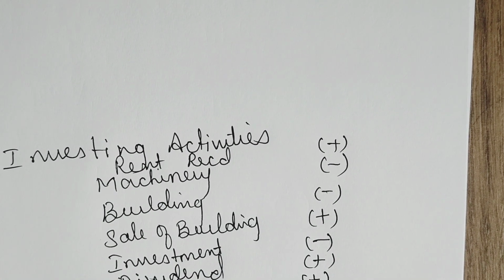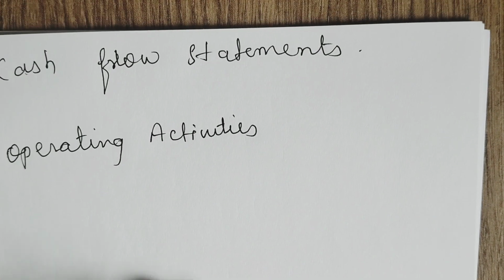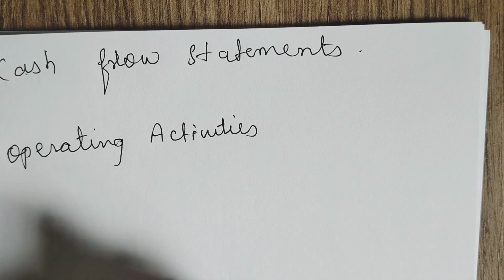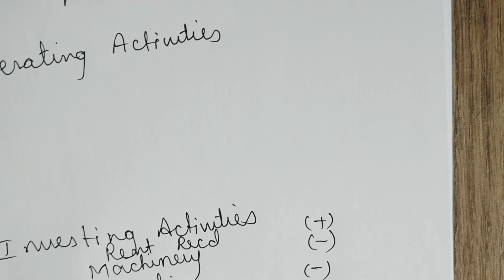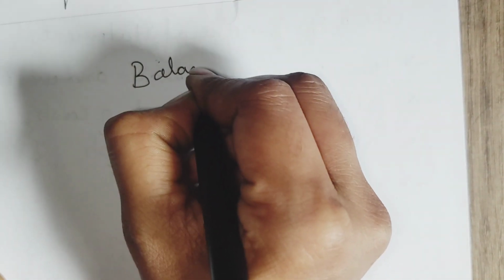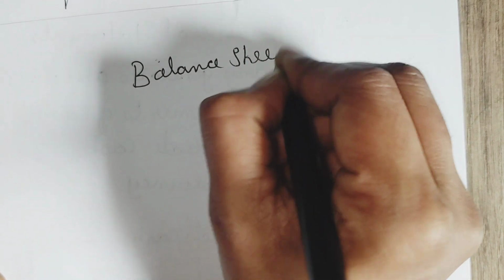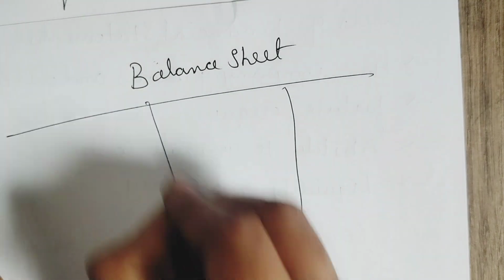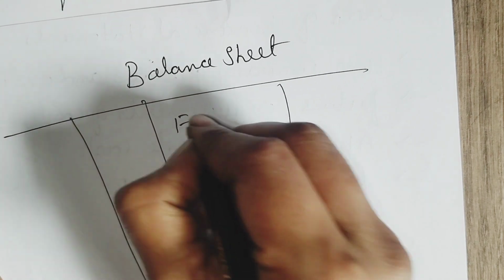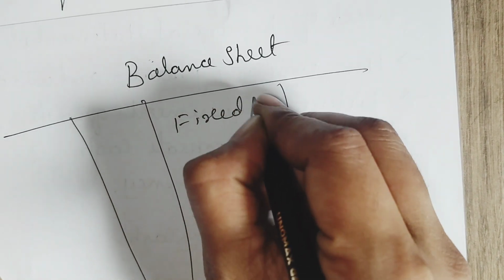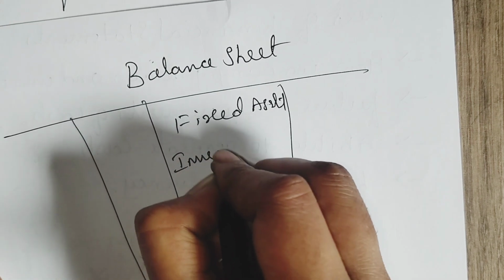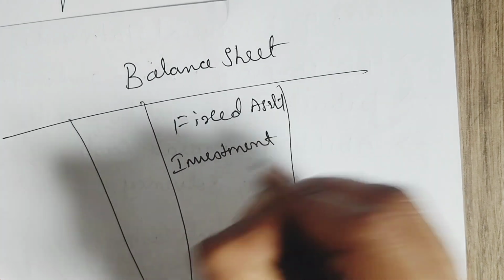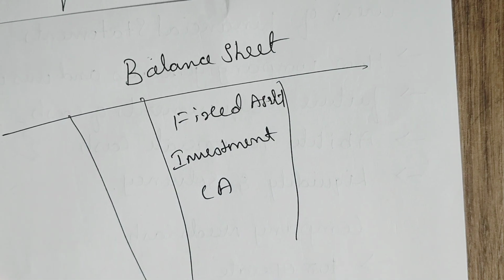Now coming to the cash flow from operating activity. Now what is all remaining? It is very easy, you just need to understand. Your balance sheet is there. Fixed assets, investment, current assets. These are the three heads which are going to come.